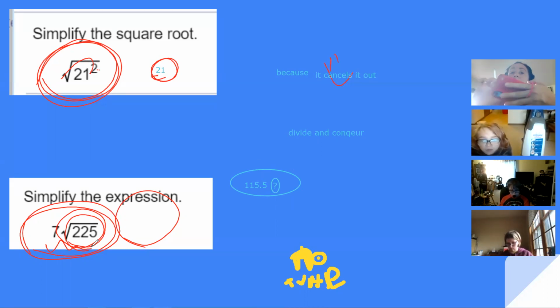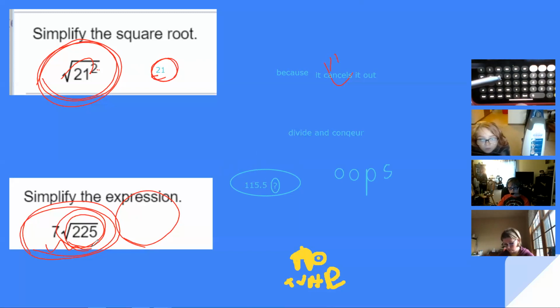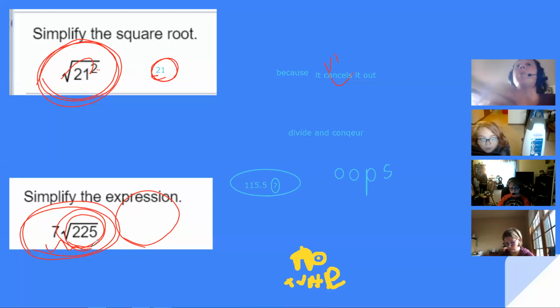I'm wondering if you're dividing by 2 instead. Yep, I think what you're doing there is dividing by 2. Remember, to do it on a calculator, you have to hit 225 and then hit the square root button. The square root button on my iPhone calculator shows up right on the side over here. Once you hit 225 and then the square root button, you get 15.